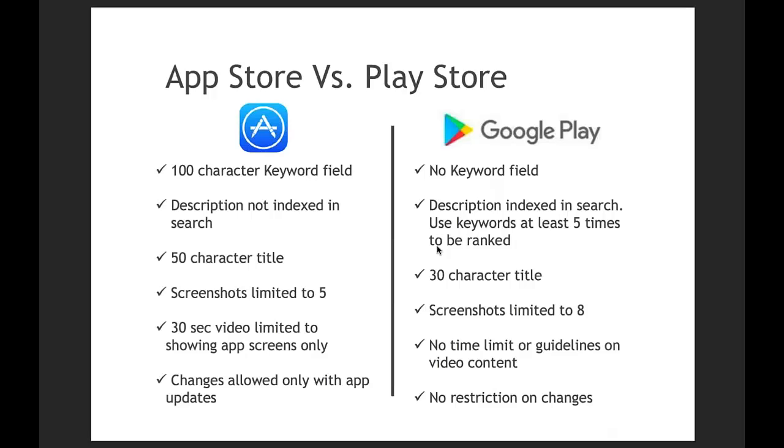So to begin with, on the App Store, like I said, you have a keyword field that allows you to put in 100 characters. On the Google Play Store, there is no such keyword field. You have to stuff in your keywords at least 5 times to be ranked in the description. On Apple, however, the description is not indexed. You can put in whatever you want in the description, but those keywords are not indexed for search.